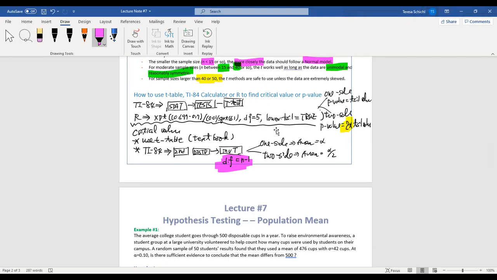Then in the next video, we're going to talk about hypothesis testing for two populations. The concept will basically be the same thing here.